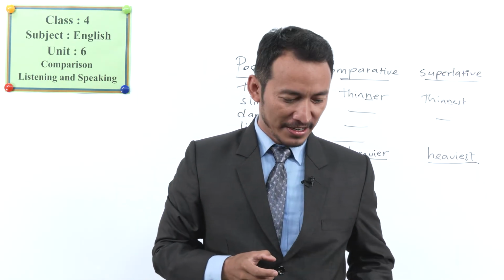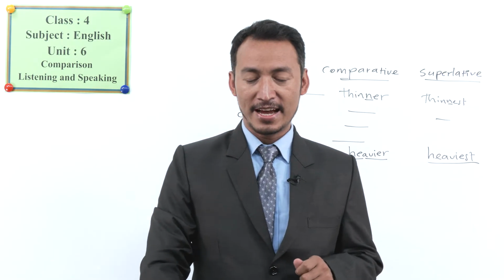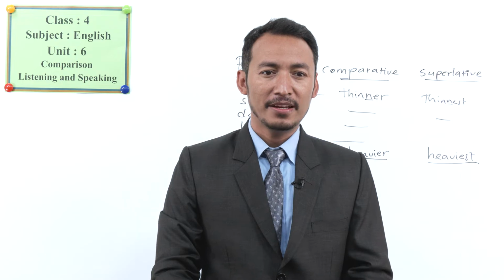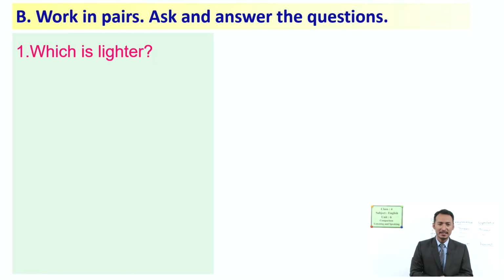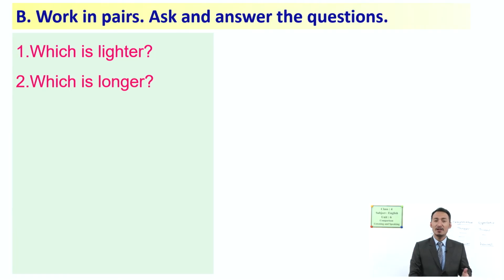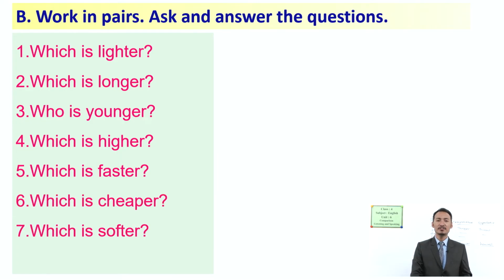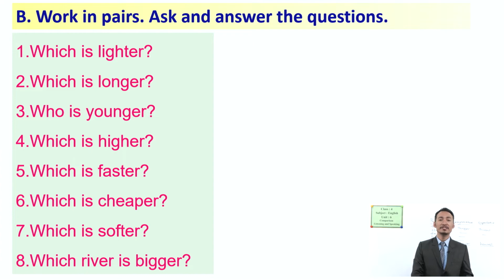Okay, students. So now we will have more exercises about these comparative words. Let's see another exercise. This is B. Work in pairs, ask and answer the questions. Here we have more comparative words. Look here. Which is lighter? Lighter is a comparative word. Yes. And which is longer? Longer again, comparative word. And who is younger? Which is higher? Which is faster? Which is cheaper? Which is softer? And which river is bigger?